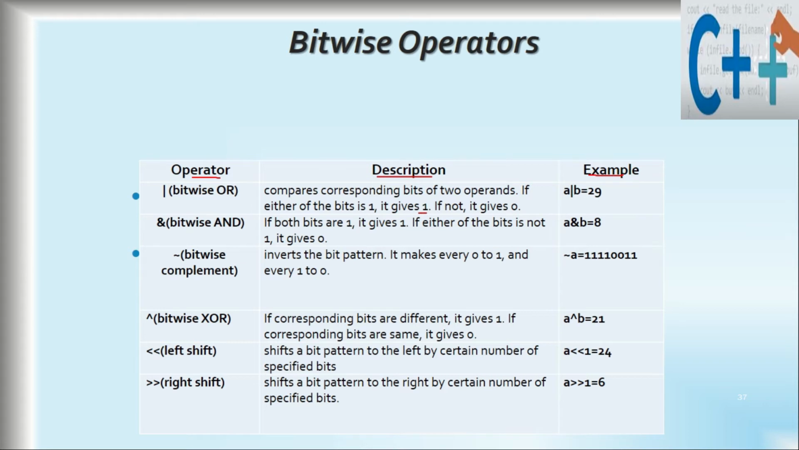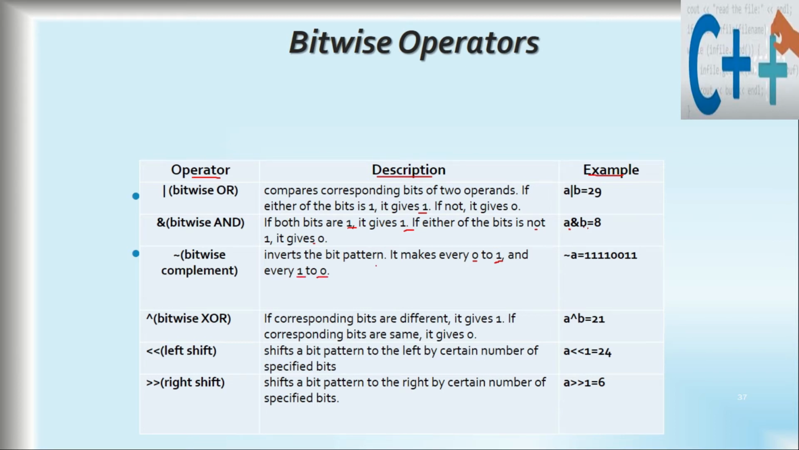A OR B. If one of the two bits is 1, it gives 1; otherwise, it gives 0. Bitwise AND: if both bits are 1, it gives 1. Otherwise, it gives 0. A AND B equals 8, meaning both A and B have 1 in that bit. Bitwise complement inverts the bit pattern. It makes every 1 to 0 and every 0 to 1.